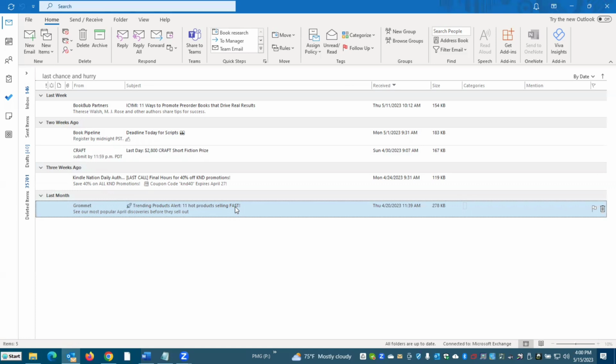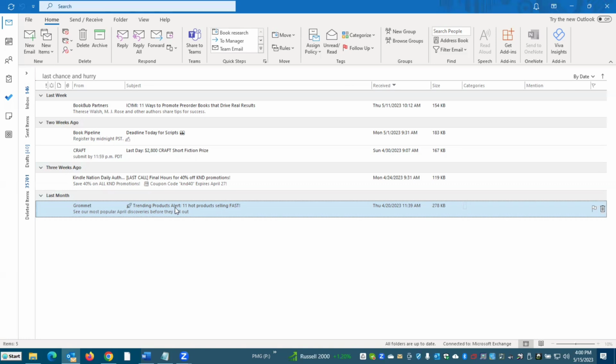And I can look and see it's the Grommet. It might be like, ooh, do I want to check out what's in there? Am I going to be missing something? If it hits me at the right time, like right before someone's birthday or Christmas, that might be a reason for me to pause. So the fact that they talk about trending products, the word alert.